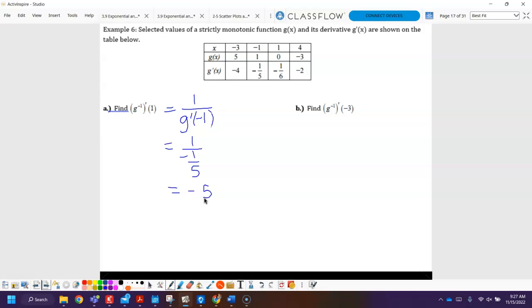Okay, you have G inverse prime of negative 3, means negative 3 is the y value of the original, so that's like 1 over G prime of 4, which is 1 over negative 2.